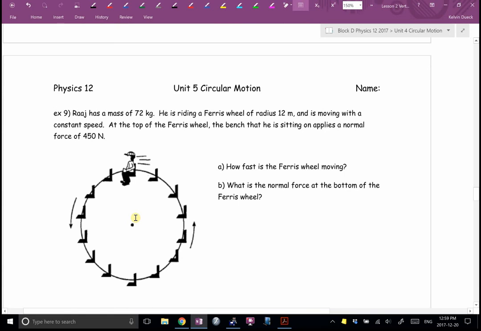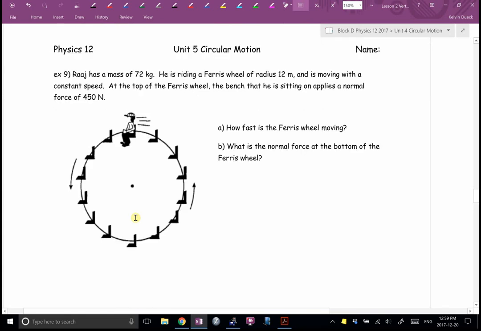Raj has a mass of 72 kilograms. He's riding a Ferris wheel of 12 meters, and it's moving at a constant speed. At the top of the Ferris wheel, the bench that he is sitting on applies a normal force of 450 newtons.